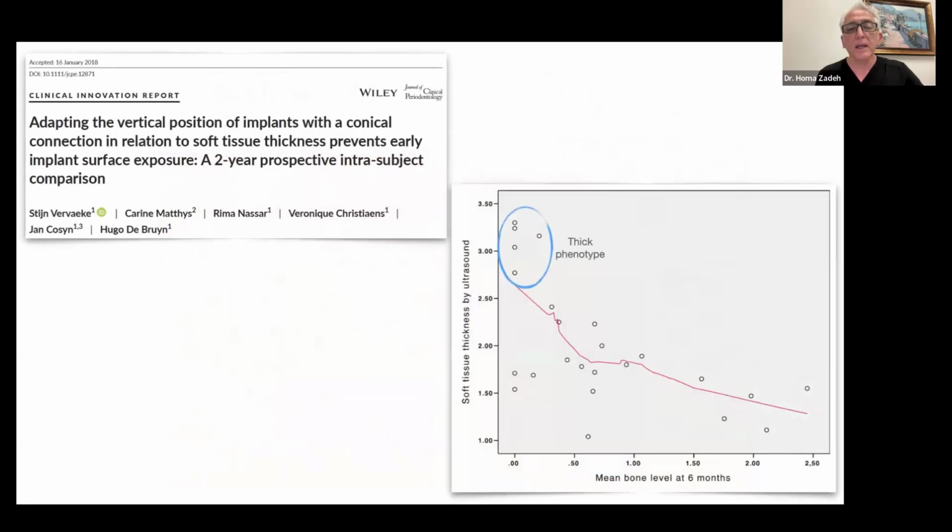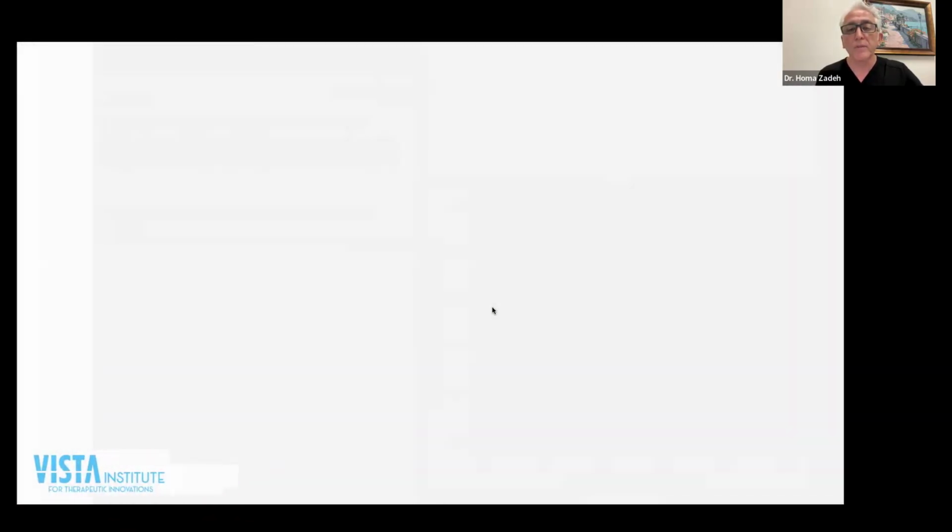This is a study that, again, emphasizes the importance of thick bone phenotype, very, very stable bone, and thin mucosal phenotype versus thick mucosa. Thin mucosa, 2 millimeters of bone loss. Thick mucosa, almost no bone loss. So the thickness of the mucosa is also very important.